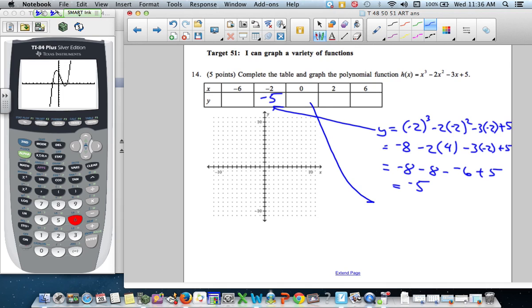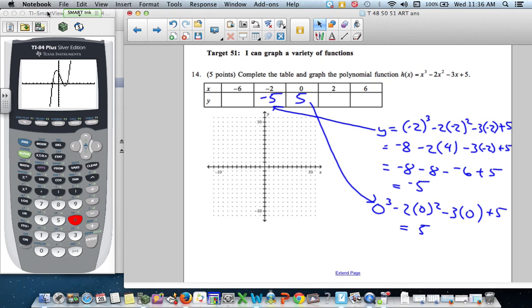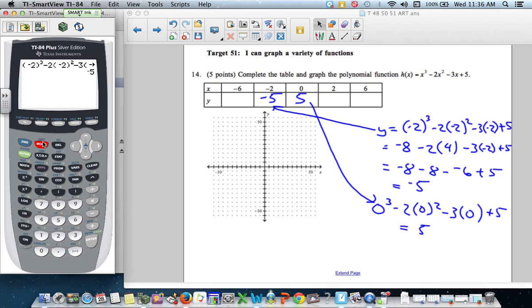If I were to do that for 0, you just get 0 cubed minus 2 times 0 squared minus 3 times 0 plus 5. And, order of operations, you'd cube first. Well, any 0 cubed is 0. 0 squared is 0. So you end up with basically just 5 here. You can keep doing that. You can use your calculator like I did here with the -2. Just remember, when you put in the -2, you use parentheses around that.